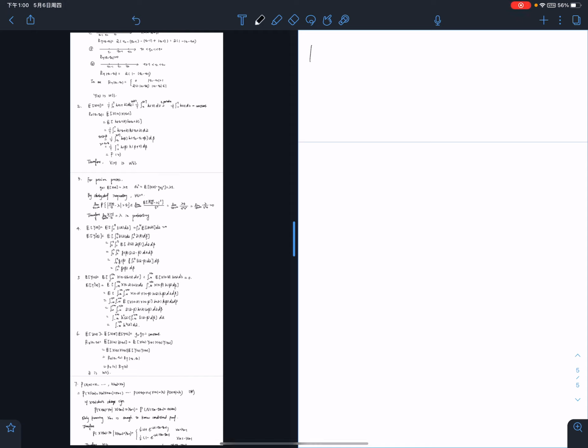So in this problem, x1 to xn is a sequence of independent random variables. And then we define a random variable Yn, which is the sum of all the random variables Xi, and we are going to prove whether Yn is a Markov chain.